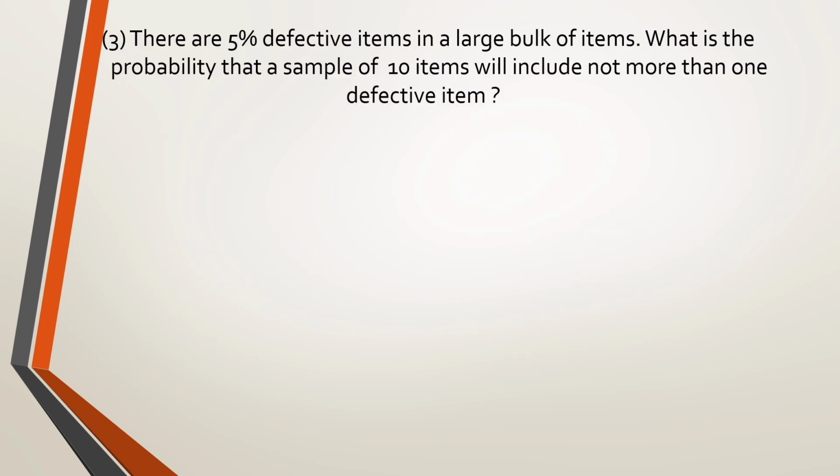There are 5% defective items in a large bulk of items. What is the probability that a sample of 10 items will include not more than one defective item? So first decide what's your trial here.